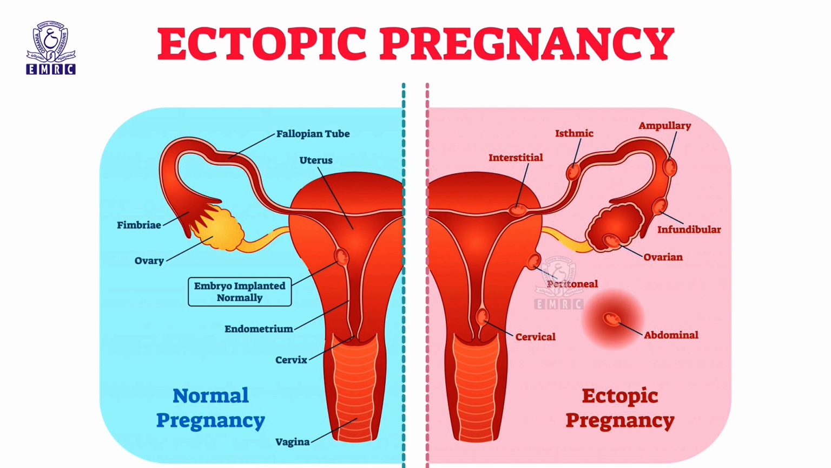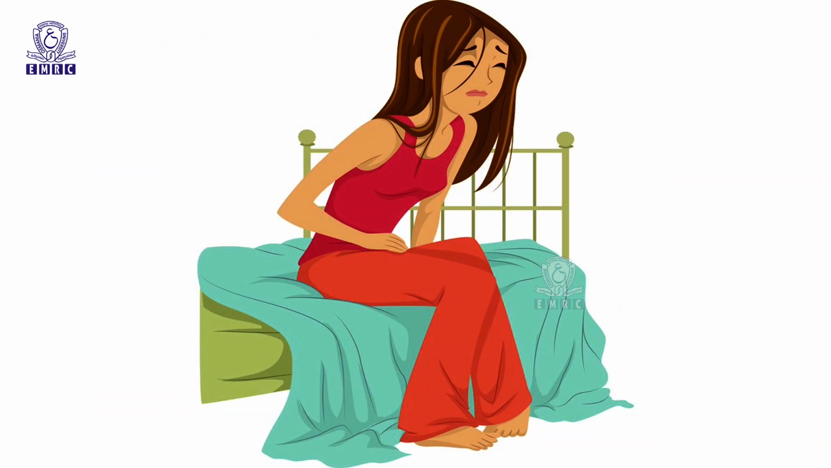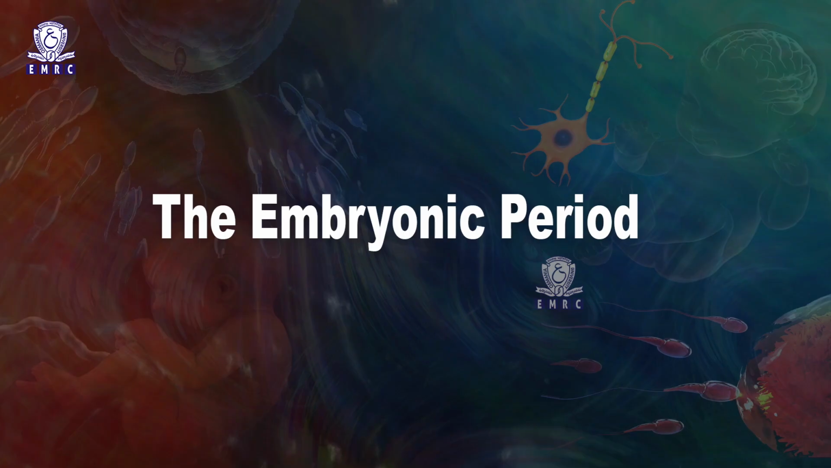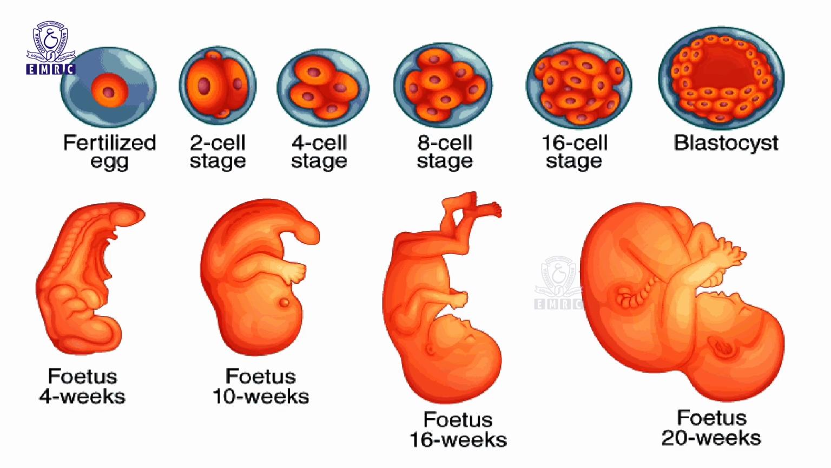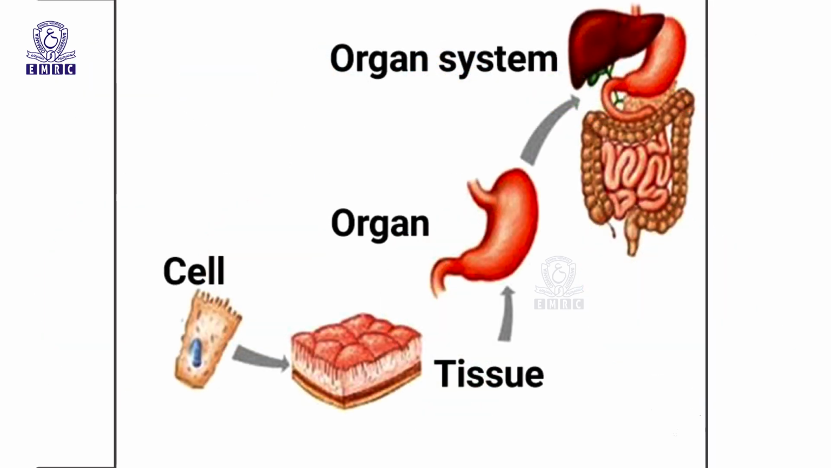If implantation of the zygote occurs in a location other than the uterus, an ectopic pregnancy has occurred. Such a pregnancy is potentially life-threatening to a woman. The embryonic period. The embryonic period begins after implantation and continues until about the 8th week after conception. The embryonic period is marked by development of the placenta and other supportive structures within the uterine environment and by the differentiation of cells into tissues that form the major organs and systems of the embryo.